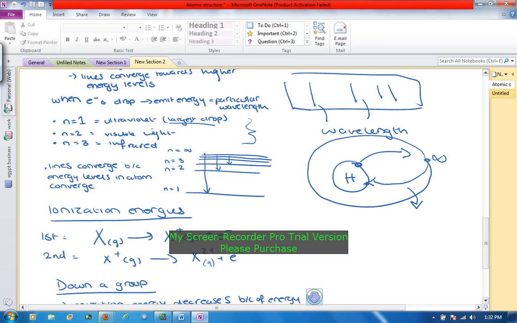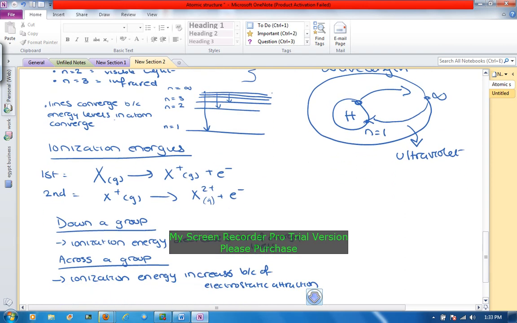The thing is, it's not going to drop to any random energy level. It's always going to drop to the first energy level because that's its original one. And because it drops to n equals 1, it always gives off ultraviolet. And sometimes you're asked this question.